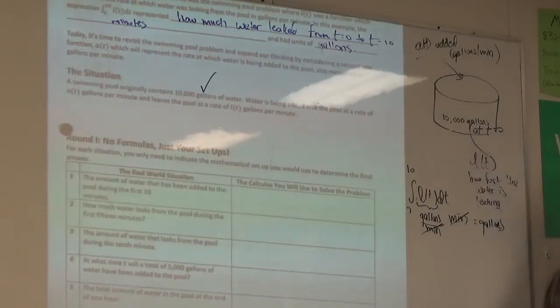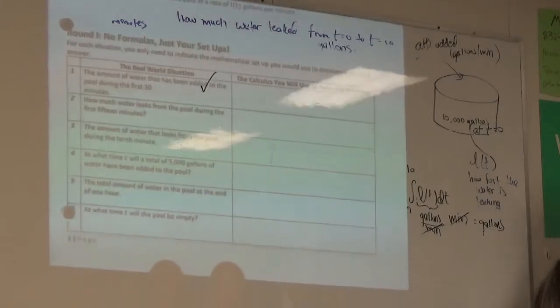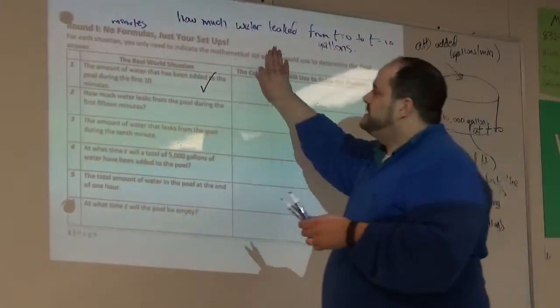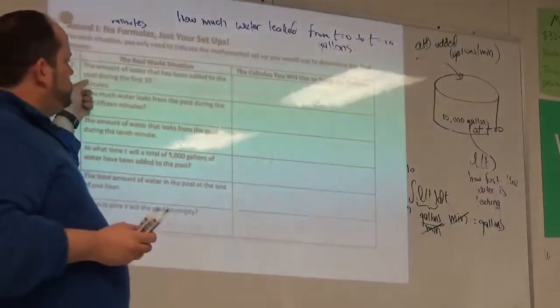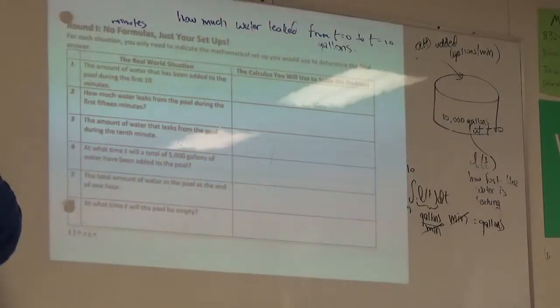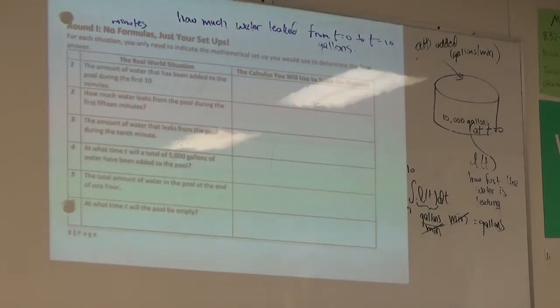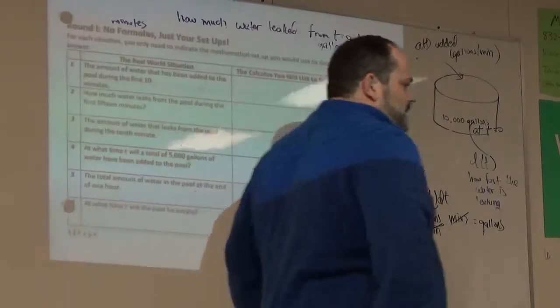Based on this, I want you guys to play around with this for a couple minutes. Show me what you can do. Problems 1 through 6, I'm giving you a situation. I want to know what's the calculus you would use to solve this problem. So what's the calculus you use to figure out the amount of water added to the pool in the first 10 minutes? I'll give you guys a couple minutes to play around with this.